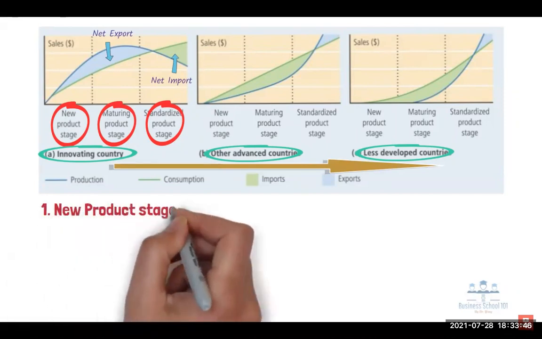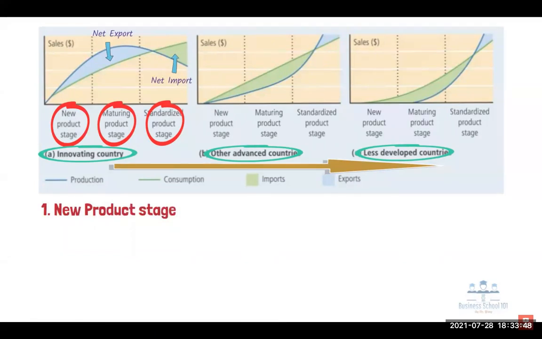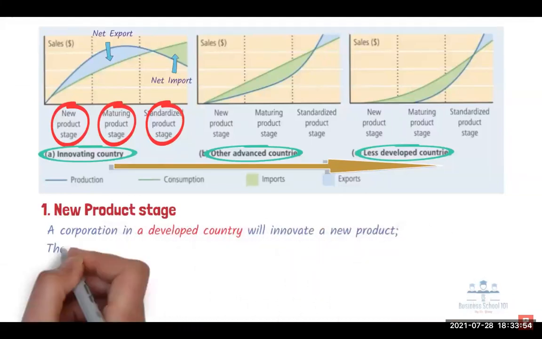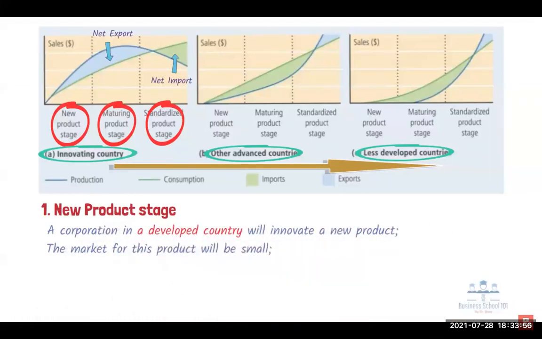First, the new product stage. The cycle always begins with the introduction of a new product. In this stage, a corporation in a developed country will innovate a new product. The market for this product will be small and sales will be relatively low as a result.